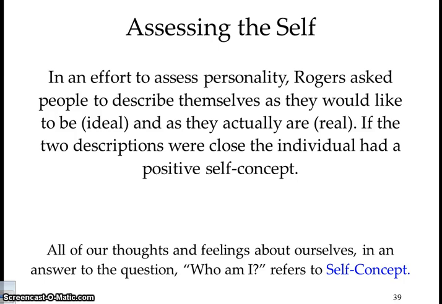So, assessing the self. In an effort to assess personality, Rogers asked people to describe who their ideal person would be and who they actually are. So he would ask you, who do you think you are, your ideal you, and who are you actually? And if those two didn't match up, there was an incongruence problem. So whenever he would ask you, how do you see yourself? If your ideal person was honest, virtuous, okay, and then the reality was the total opposite end of the spectrum, then there was an incongruence, and you would have to adjust to get your ideal you and your real you to be the same.